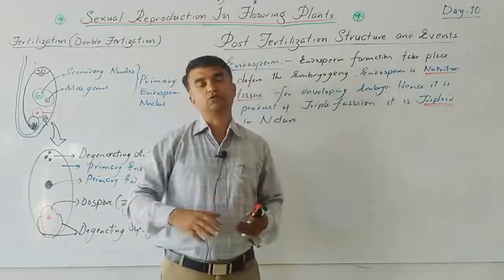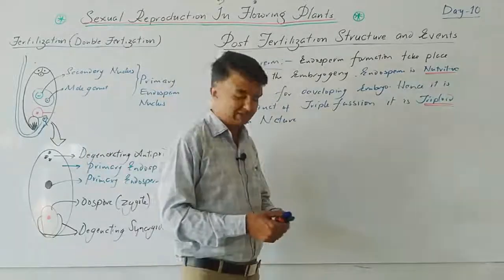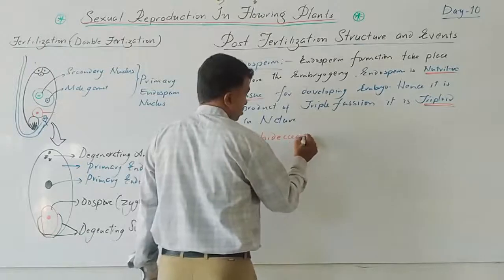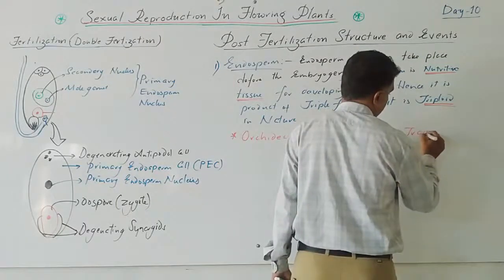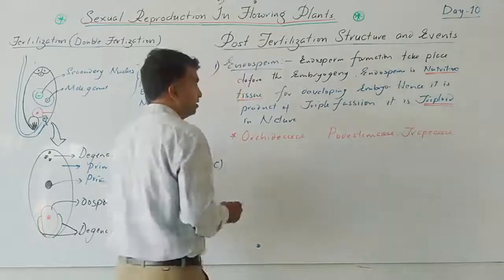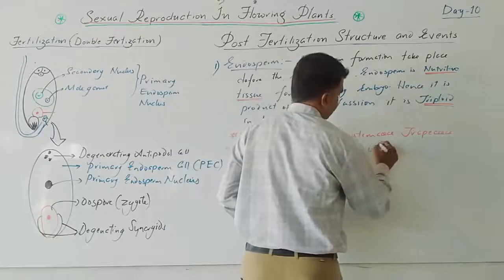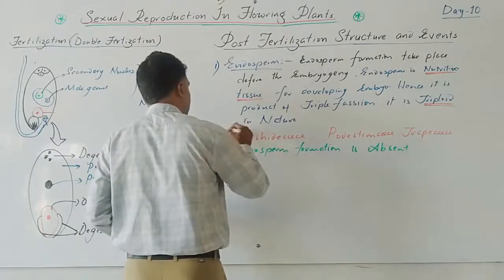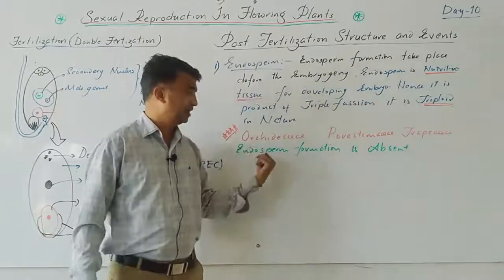Whether endosperm formation takes place in almost all families or genera is a major question. Double fertilization is a unique phenomenon in angiosperms, but there are some exceptions: Orchidaceae, Podostemaceae and Trapaceae. In these three families, endosperm formation is absent. Except for these three families, endosperm formation takes place in all the other angiosperms.